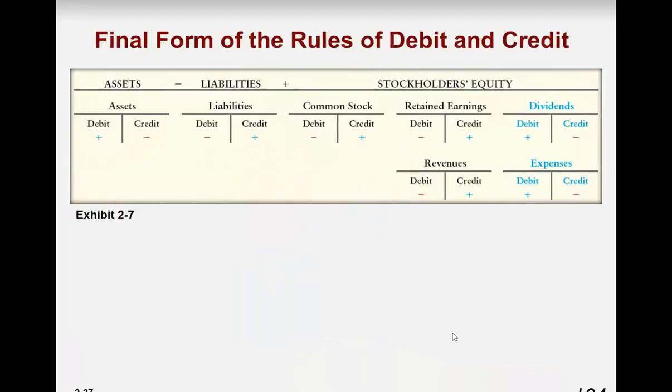If I say, okay, I received cash, then I can look at this rule and say cash is an asset. Because it's an asset and I got more cash, it's the debit side of my entry, or the left side of my entry.